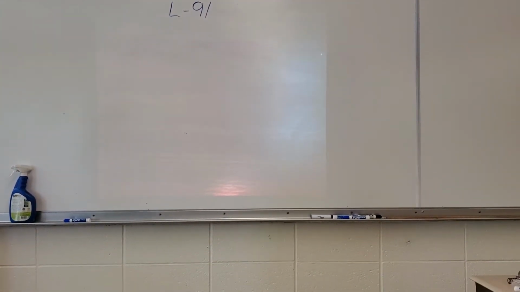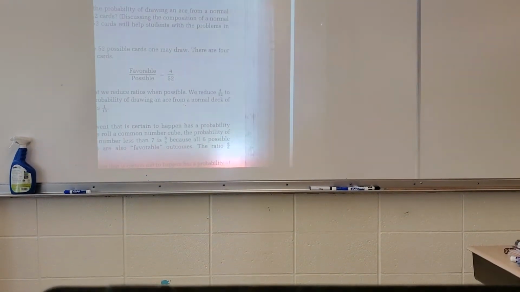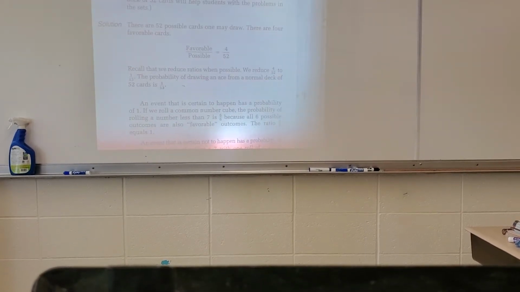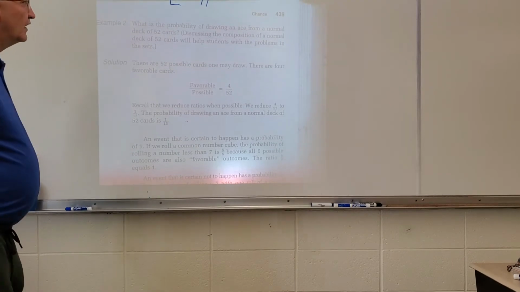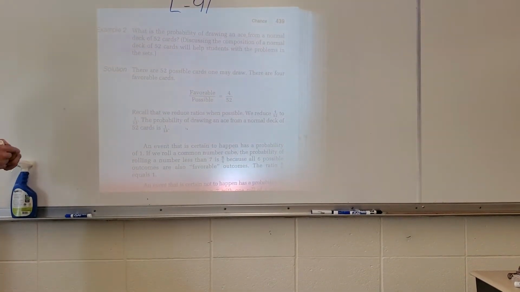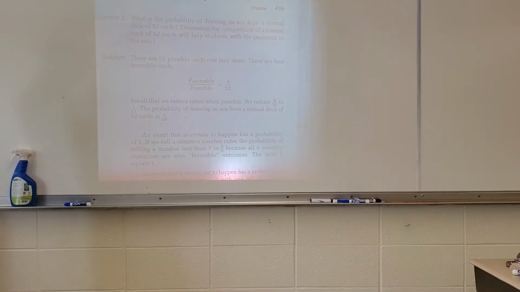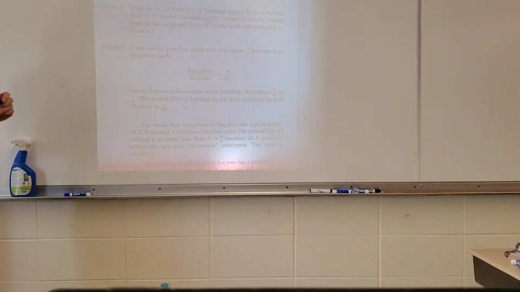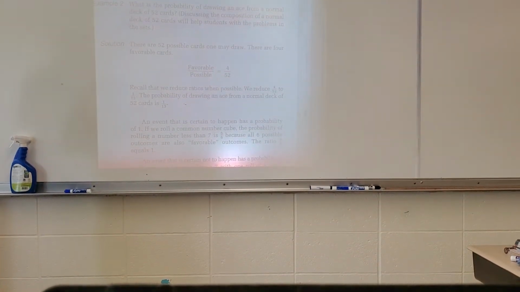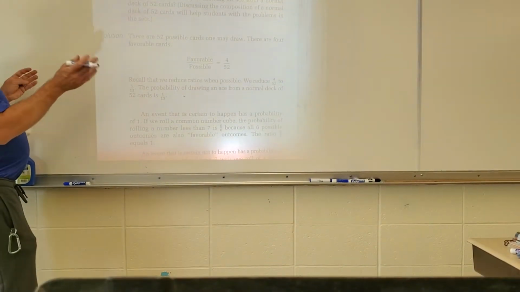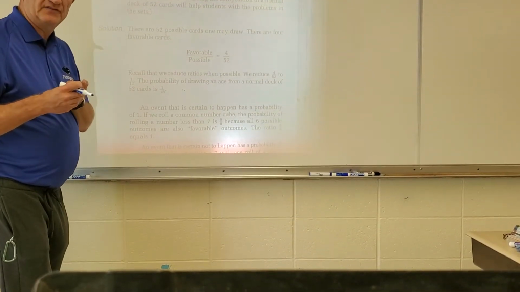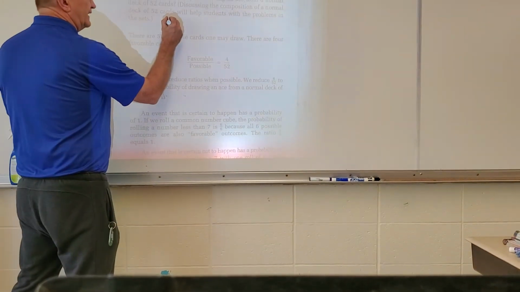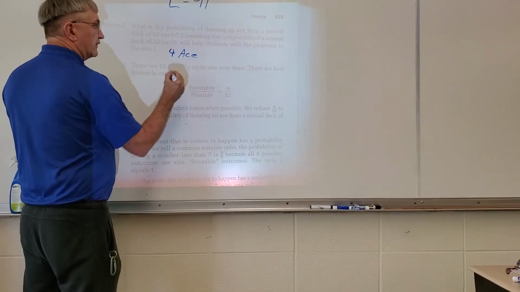Example 2, page 439. If I get it on the screen correctly. What is the probability of drawing an ace from a normal deck of 52 cards? I'm going to talk with you real quick about the composition of a normal deck of 52 cards, because it says an ace. There are 4 suits: hearts, diamonds, spades, and clubs. So that means there are 4 aces in there.